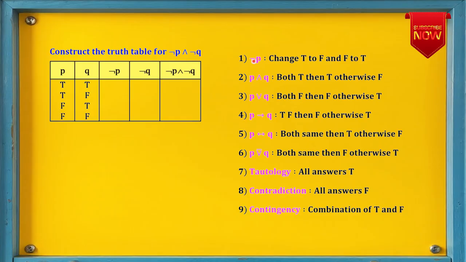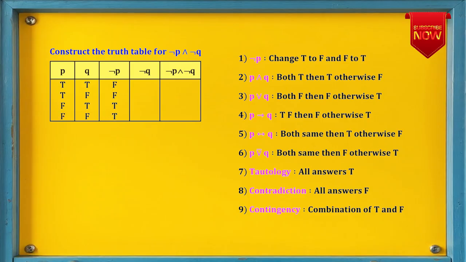Now we have to find not P. Not means change T to F and F to T. So see the statement P, just change T to F and F to T. So first one, T, we have to change it as F. Second, T, change it to F. Third, F, change it to T. Fourth, also F, change it to T. So this is negation, not P.